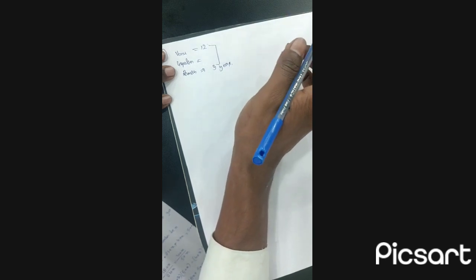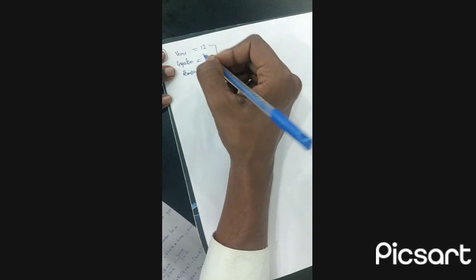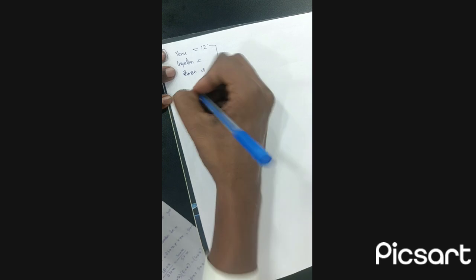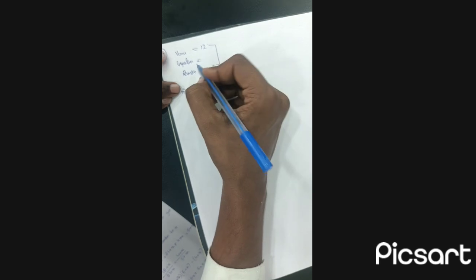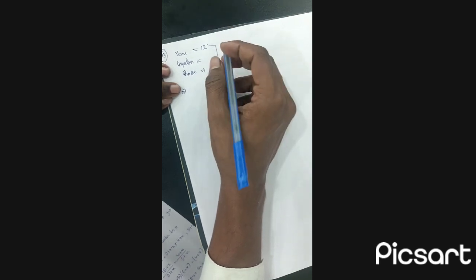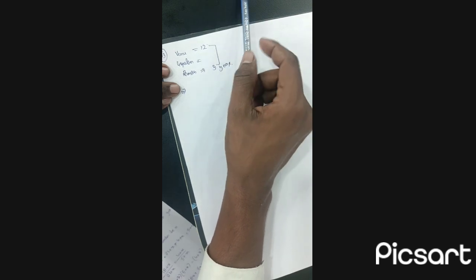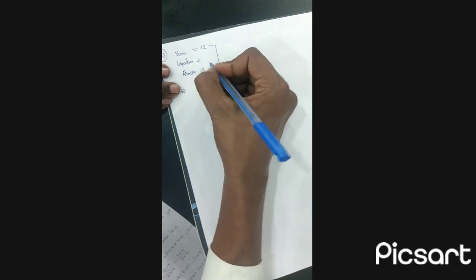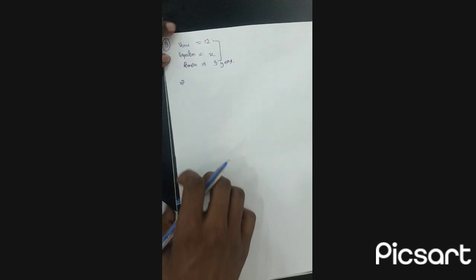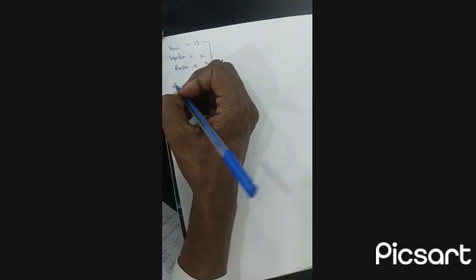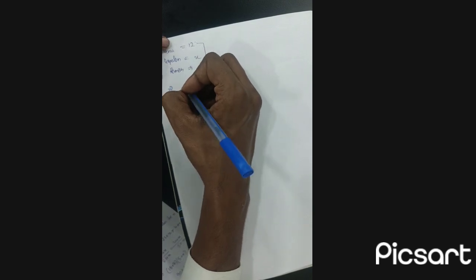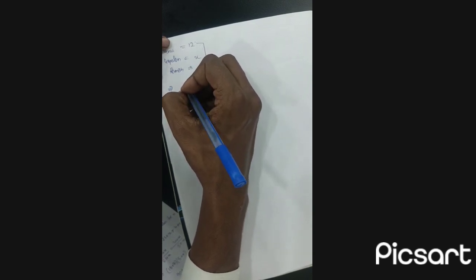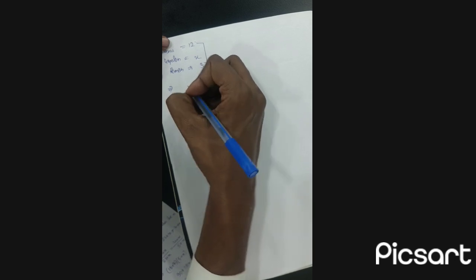We have done one more question like this before. Suppose Venu's age is 12 years, Raman's age is 3 years, and Gopalan's age is the mean proportional between them. So we have to find the age of Gopalan. Let Gopalan's age be x. Now how will we find this? We use the formula of the mean proportional.